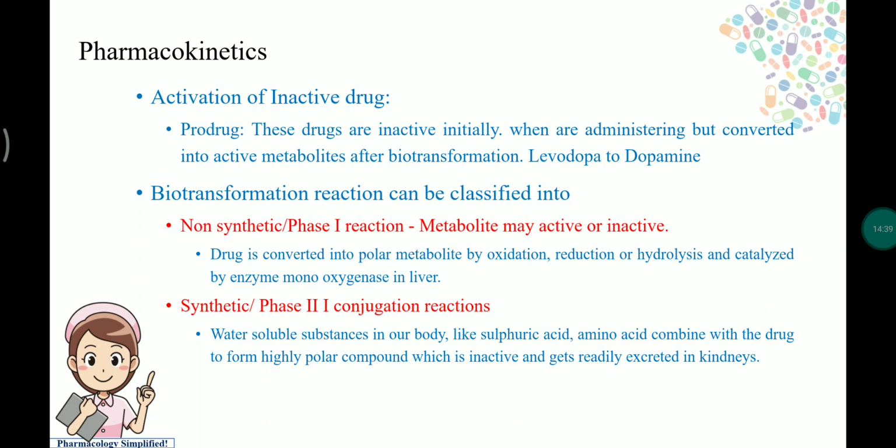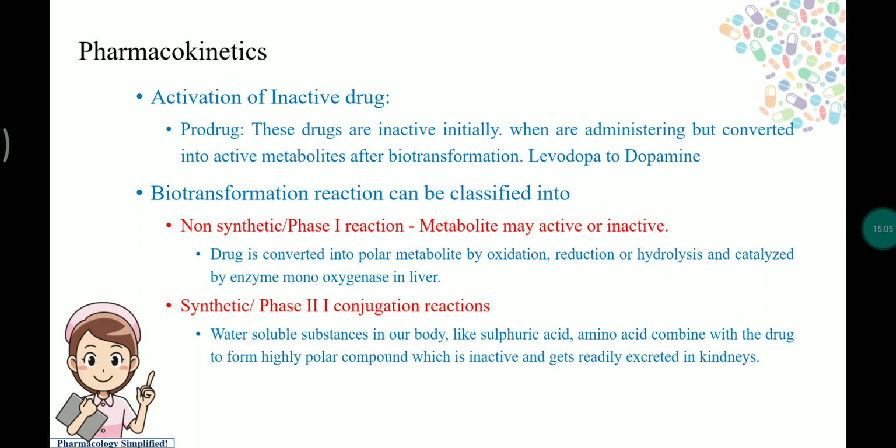So here in phase 1, the drug is converted into a polar metabolite by oxidation, reduction, or hydrolysis, catalyzed by the enzyme monooxygenase. By means of the enzyme monooxygenase, it gets converted to a polar metabolite. Either it may be activated or inactivated. So that is non-synthetic or phase 1 reaction.